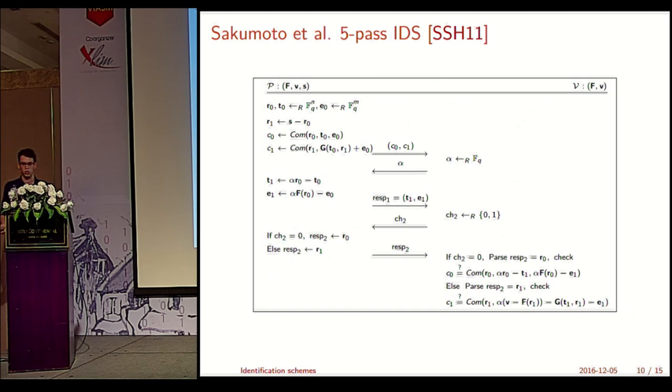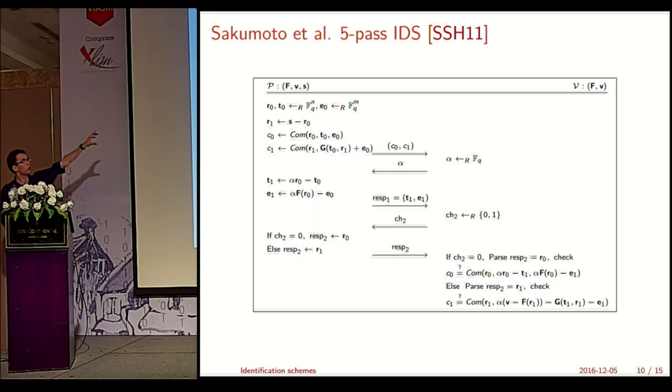And then we're looking at an identification scheme that uses this. Now, I'm not expecting you to read this protocol in detail, but just to get a general idea of what this IDS would look like. It looks like this five-pass setting that we're looking for. The first challenge alpha comes from some FQ, and then the second challenge CH2 comes from the set {0, 1}, so that's a binary challenge.